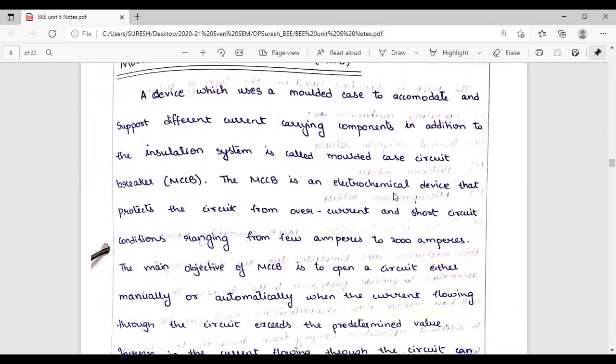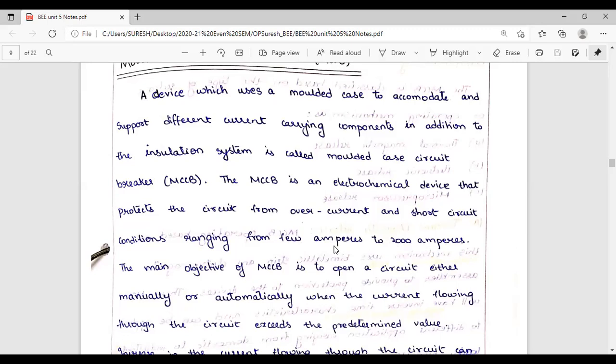See here, MCCB is an electromechanical device that protects the circuit from overcurrents and short circuit conditions. Yesterday we discussed overload and short circuit conditions. Similarly, MCCB also does the same thing. It will protect the circuit from overloads and short circuit currents ranging from a few ampere to 2000 or 2500 ampere. This is a very high current. 2000 ampere means, suppose our body is sustainable up to how much current? Our body is sustainable to how much current?